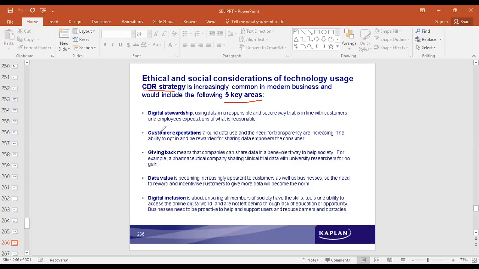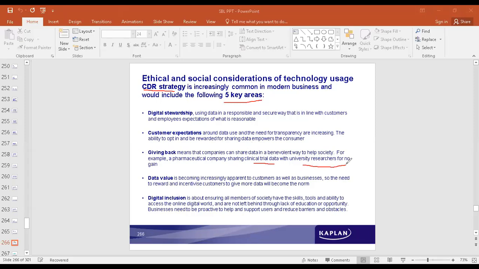Then giving back. When they are benefited because of technology, the organizations also take up efforts to give it back to the society, giving back to multiple stakeholders. Giving back means that companies can share data in a benevolent way to help society. For example, a pharmaceutical company sharing clinical trial data with university researchers for no gain.